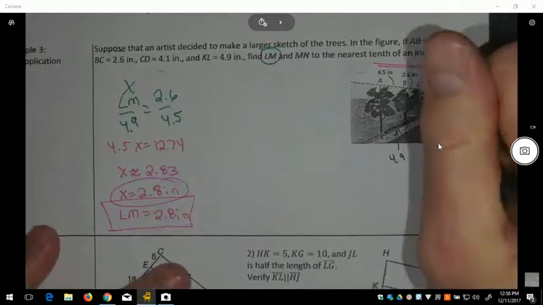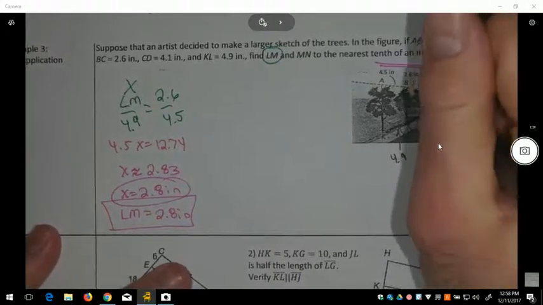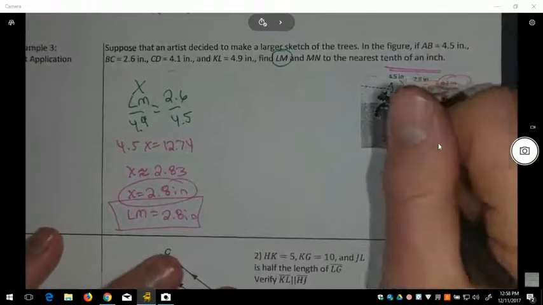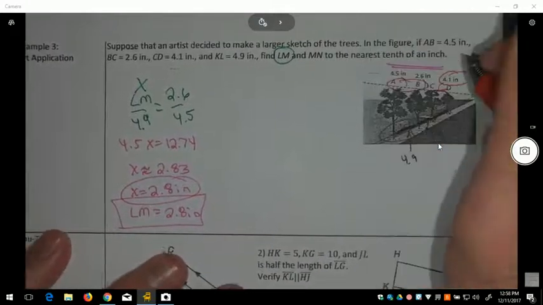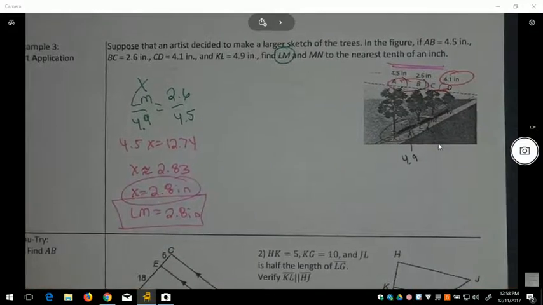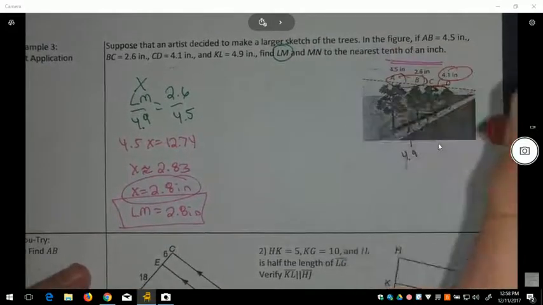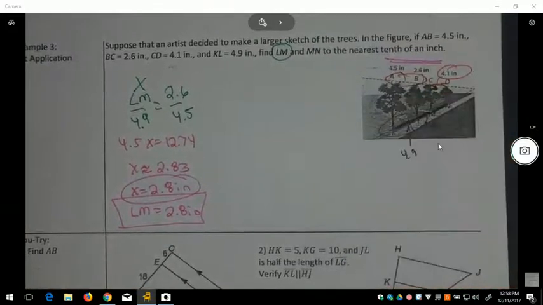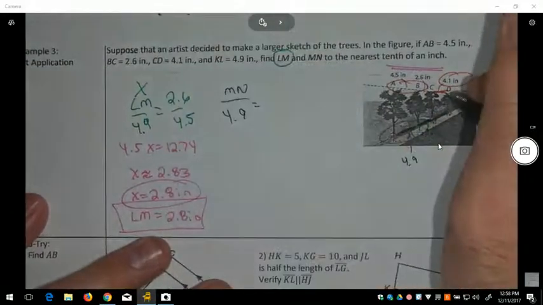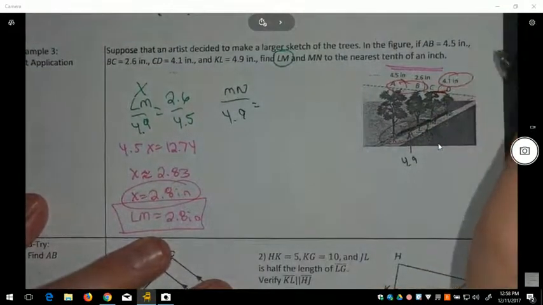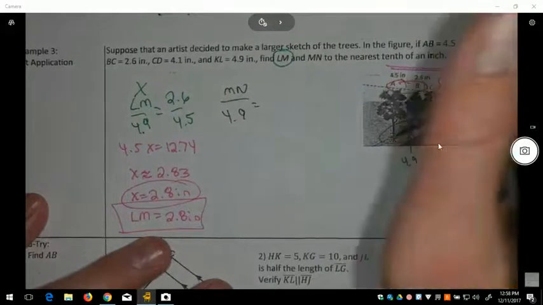Again, pieces are proportional, so I can do MN to CD, and I can even compare that to, again, LK and AB. I don't have to use the middle. I could do this to the whole thing and this to the whole thing, but I'm not necessarily going to have to do that. So I have MN over 4.9 equals 4.1 over 4.5.